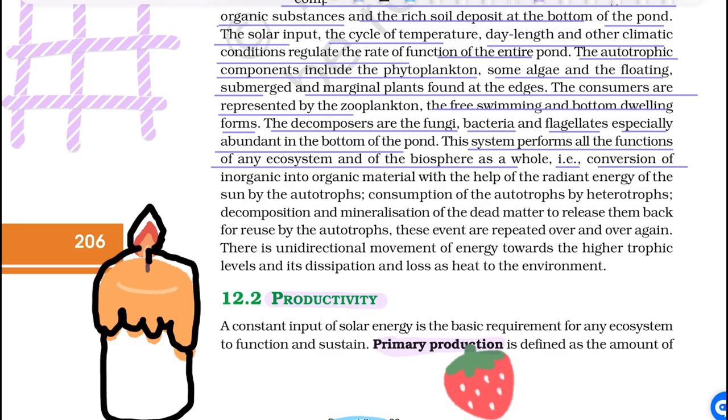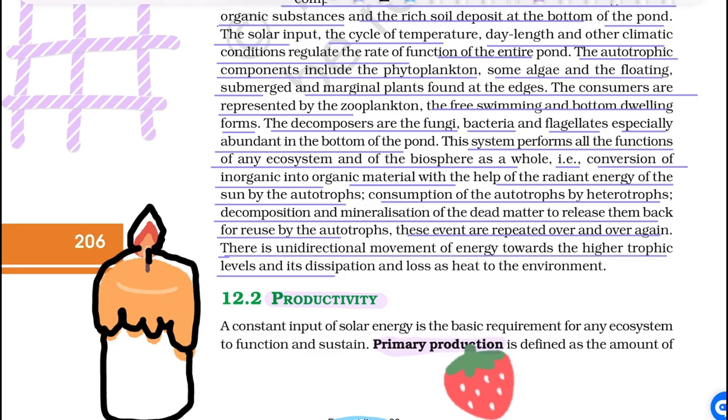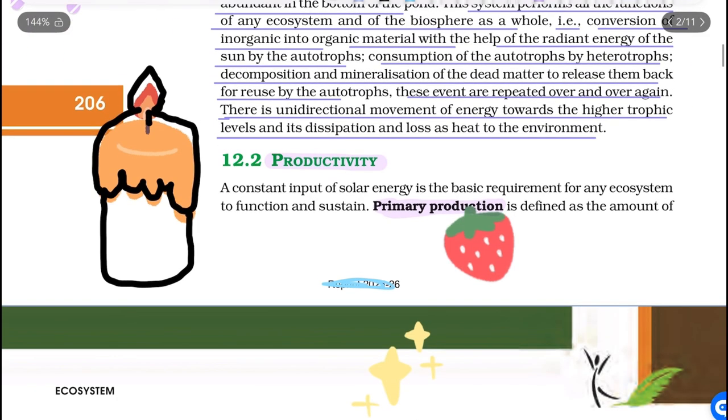It means conversion of inorganic into organic material with the help of the radiant energy of the sun by autotrophs, consumption of autotrophs by heterotrophs, and decomposition and mineralization of dead matter to release nutrients back for use by the autotrophs. These events are repeated over and over again. There is unidirectional movement of energy towards the higher trophic levels and its dissipation and loss as heat to the environment. Next is productivity.